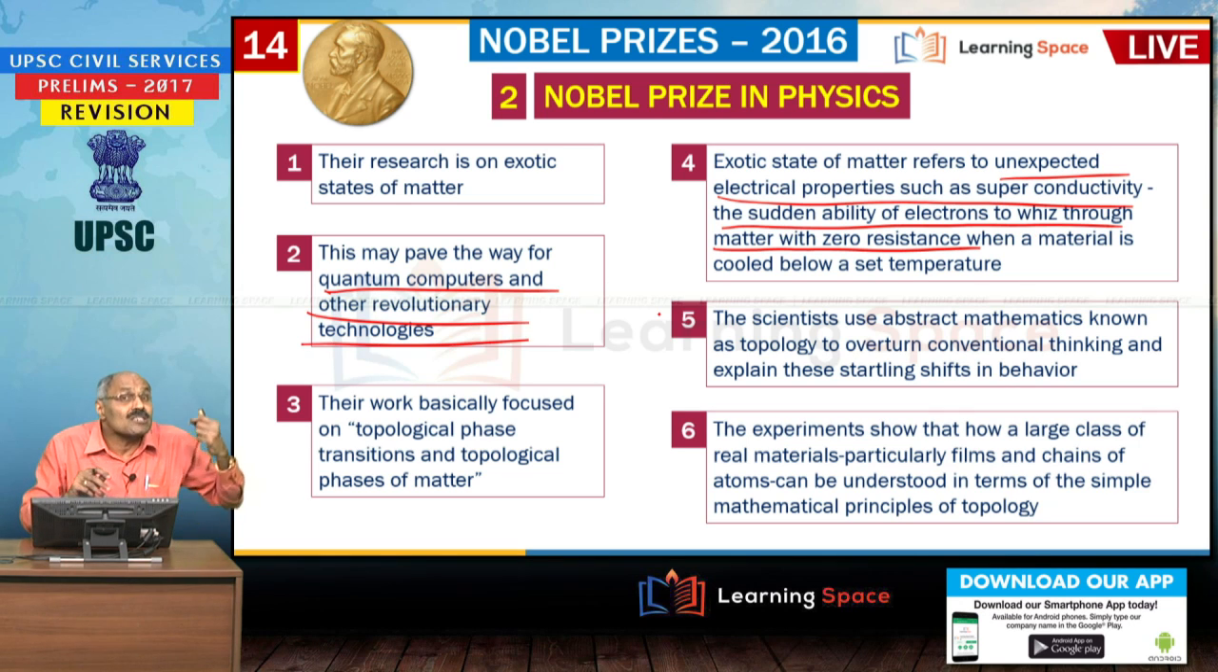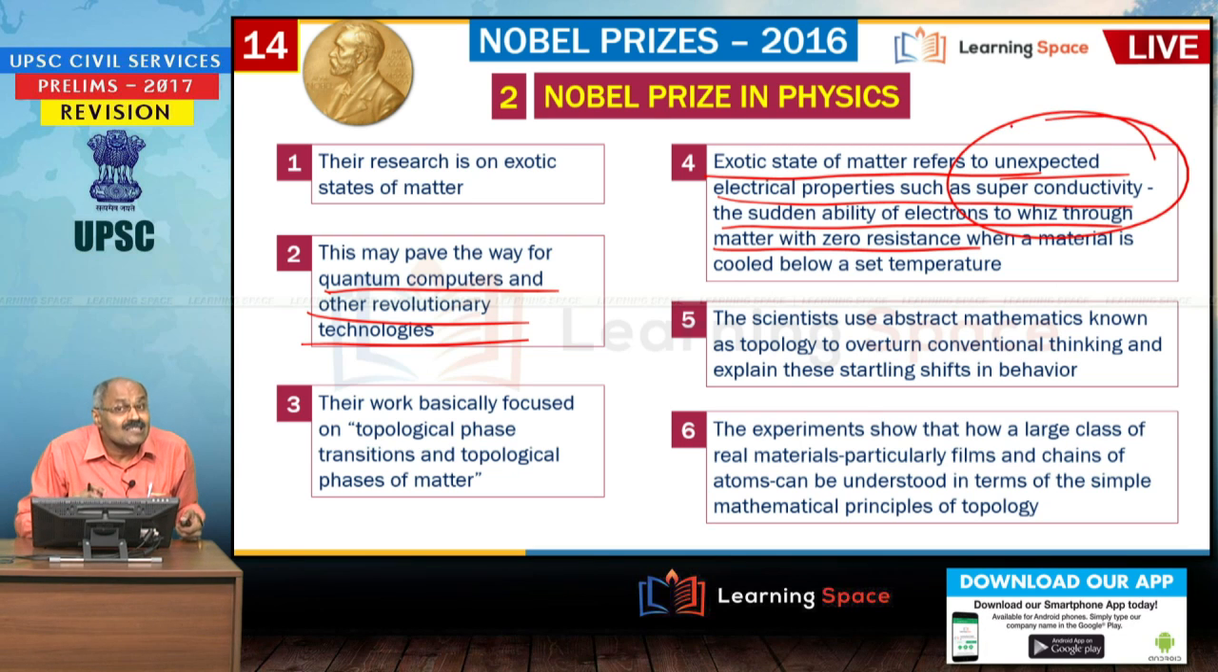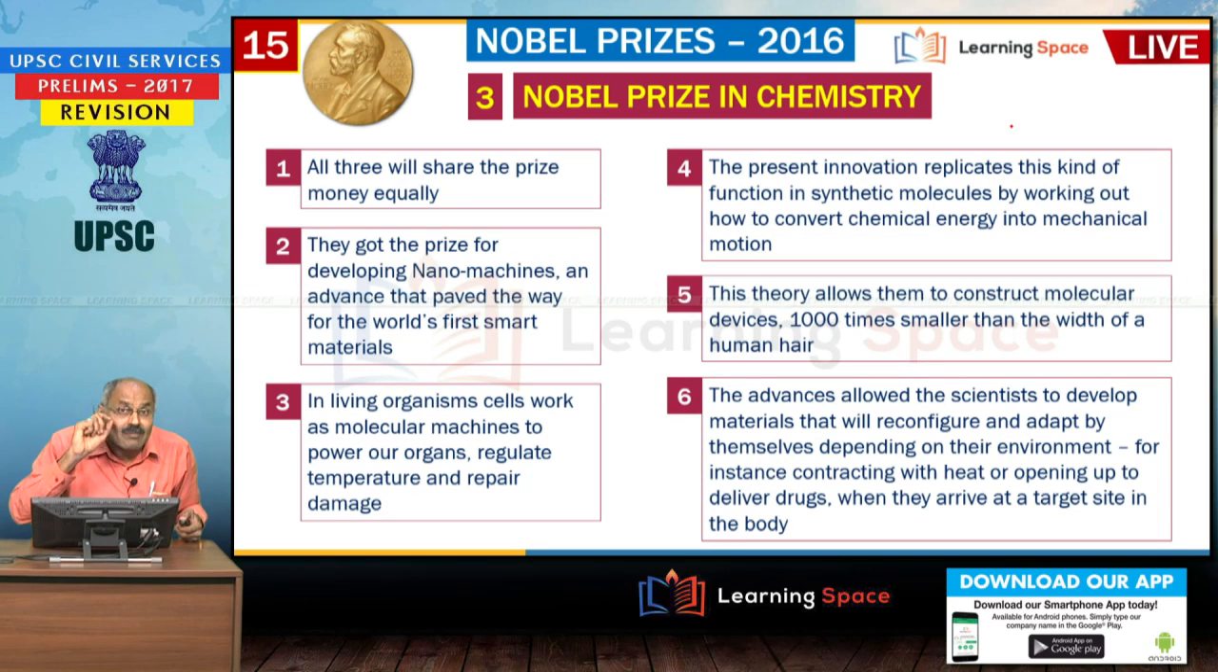and other revolutionary technologies. And here one important aspect, do not forget, exotic state of matter means unexpected electrical properties such as superconductivity and the sudden ability of the electrons to whiz through the matter without any resistance, or with zero resistance, when the matter is cooled below the set temperature. So, this is the exotic state of matter, and the Nobel Prize in Physics has gone for this research on exotic states of matter. Then chemistry, nanomachines, very important.